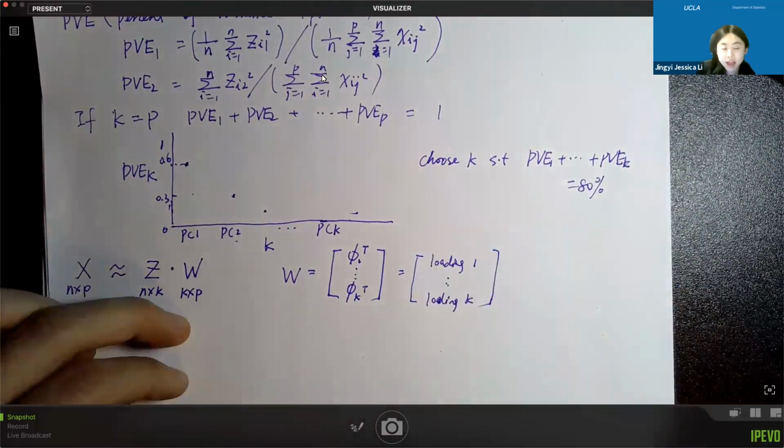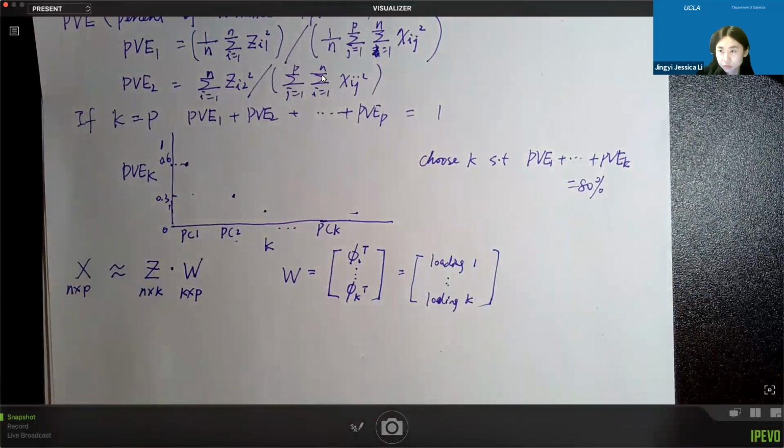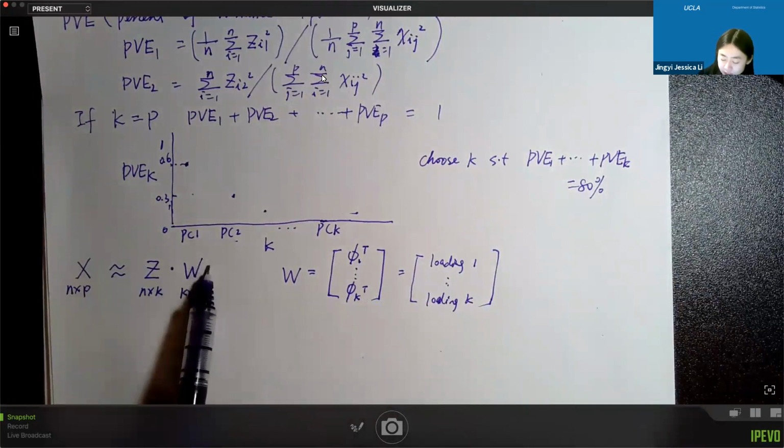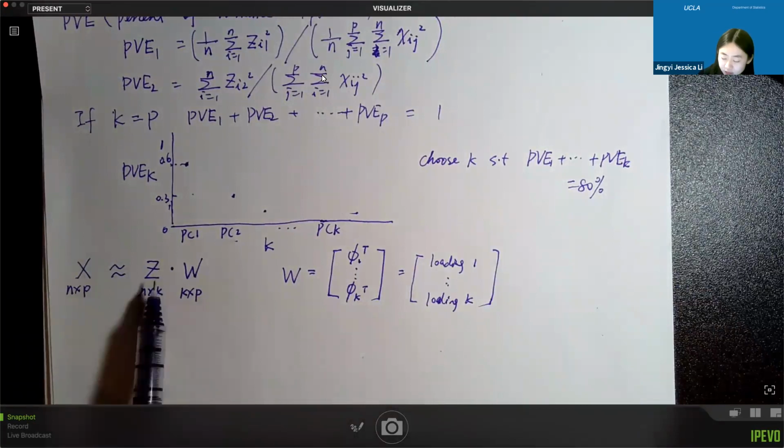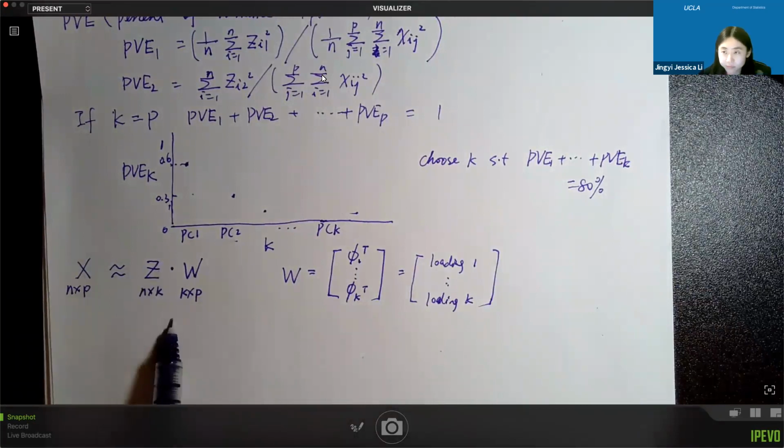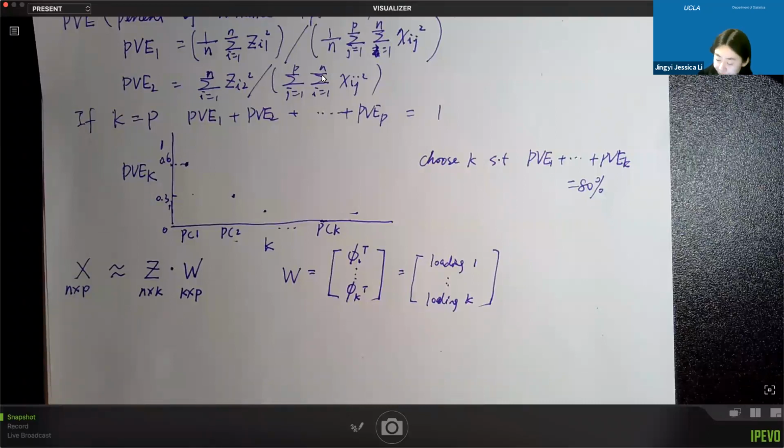Then how do we interpret this result? In some textbooks or papers, people may write the transposes. If you write X as P by M, then on the right-hand side you will have W transpose as a P by K matrix times Z transpose, which is K by M. That's also possible. Just make sure that you are clear about the dimensions.